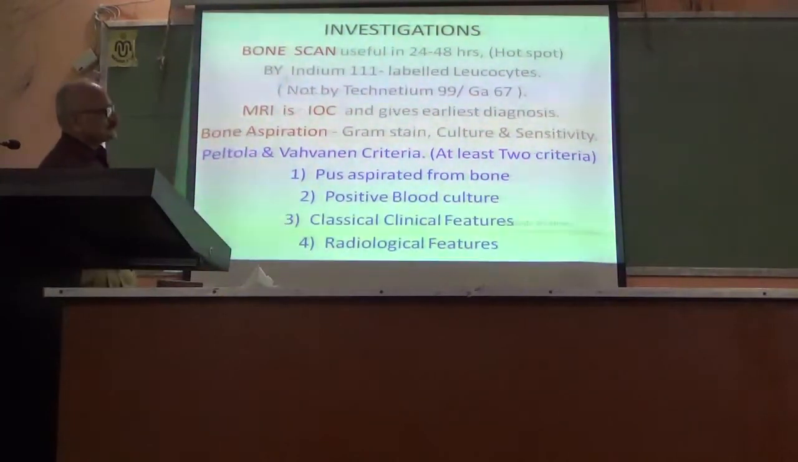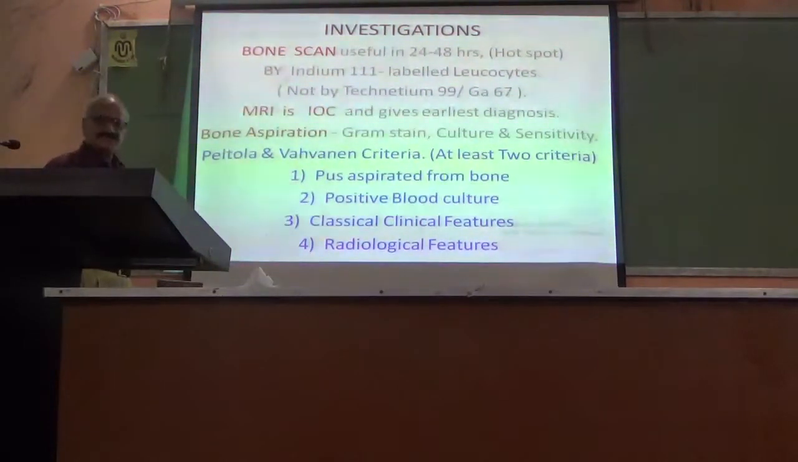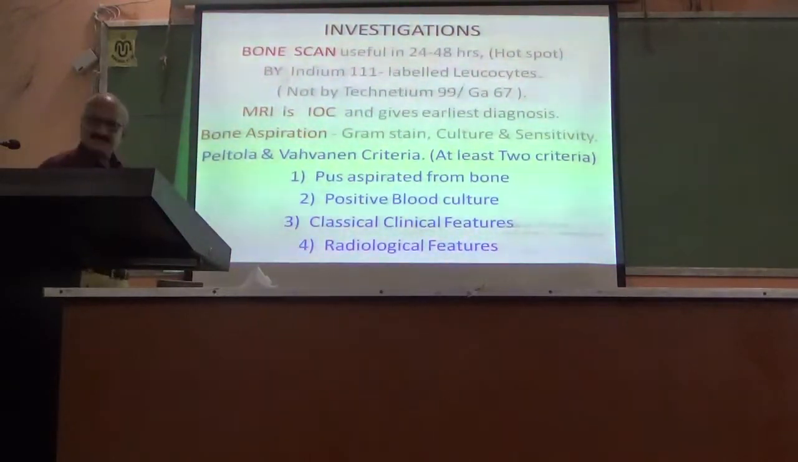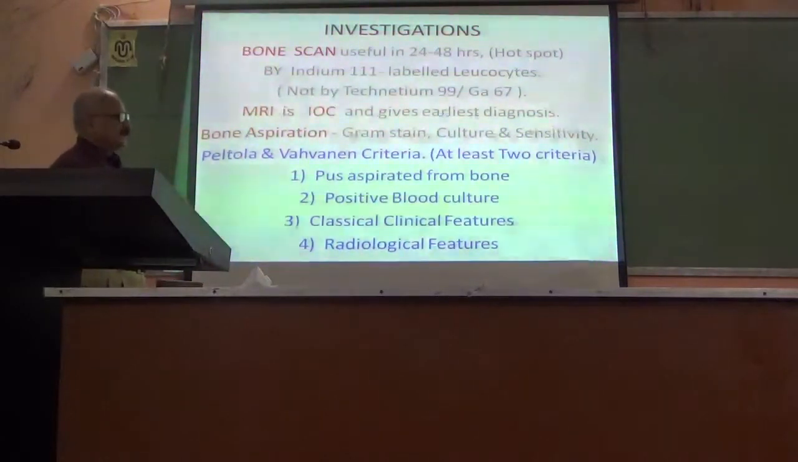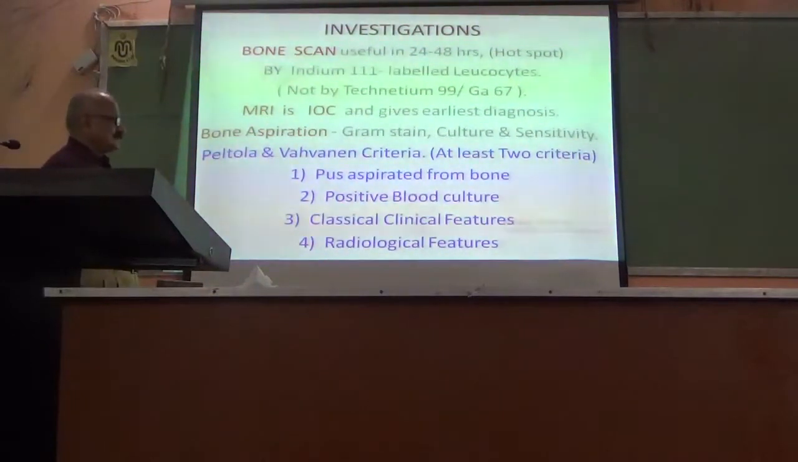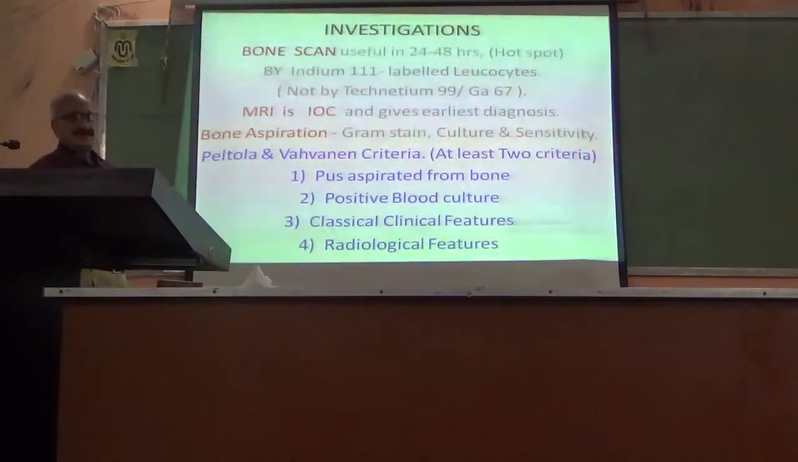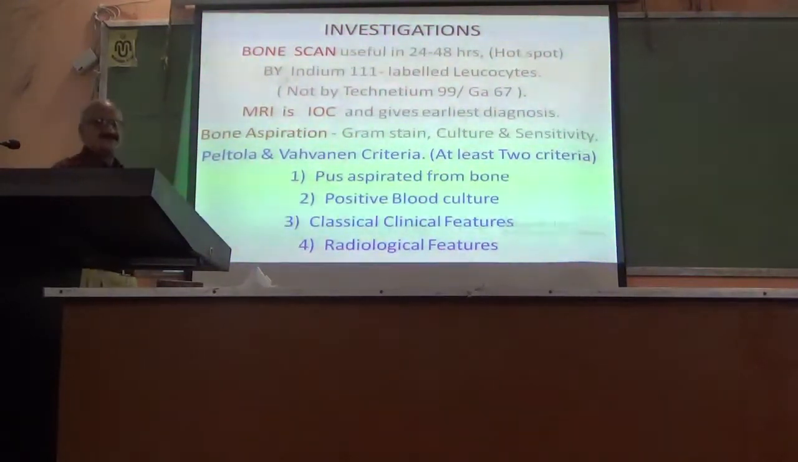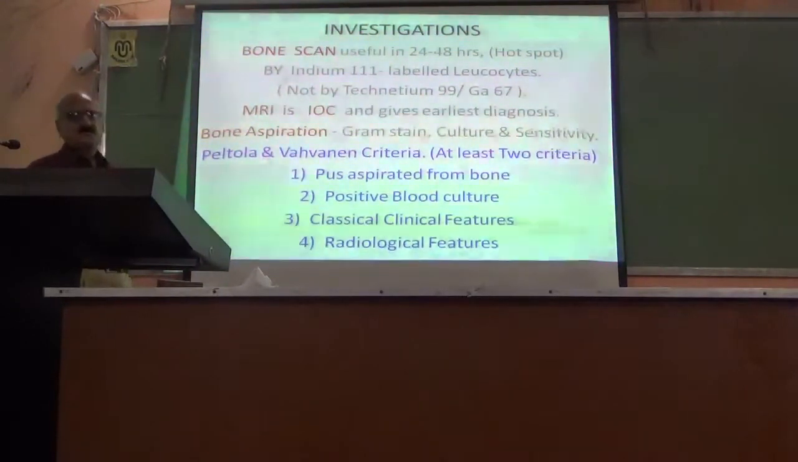And what are these? Pus aspirated from bone. If you could aspirate pus, even a single drop of pus from the bone, that's one criterion. Positive blood culture. If you have subjected the blood to culture and it's positive, that's one criterion. Classical clinical features. As I told you earlier, clinical features are the real mainstay in the diagnosis of acute osteomyelitis. And of course, the radiological features. Radiological features are a homogeneous picture, and maybe there is some amount of periosteal reaction in the X-ray after 10 days of time.